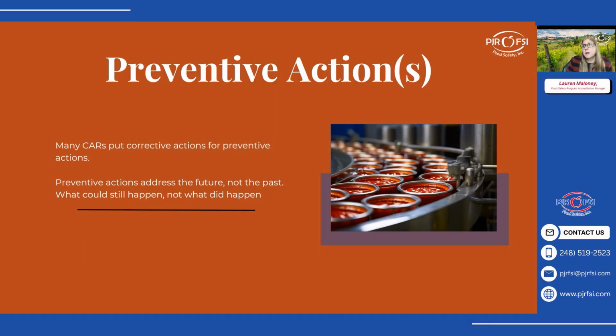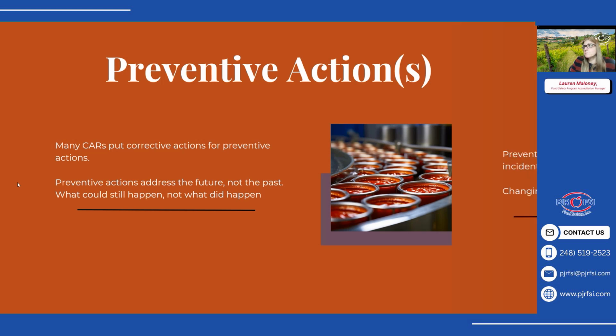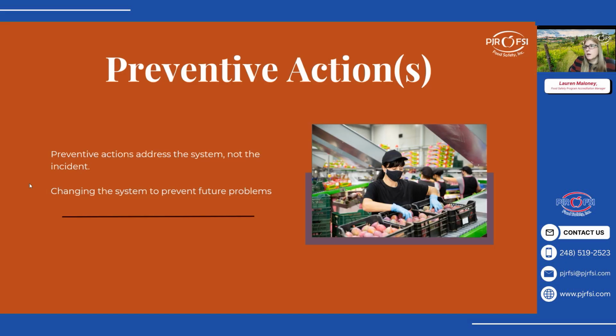A lot of times they put corrective actions for preventative actions. So that's not just about the nonconformity identified. It's addressing areas that could have problems in the future that weren't originally identified during an audit or that specific nonconformity. And again, preventive actions address the system, changing the system in place before problems happen.